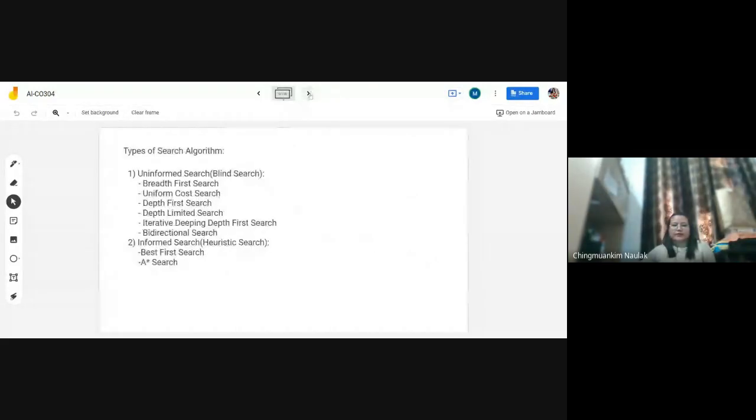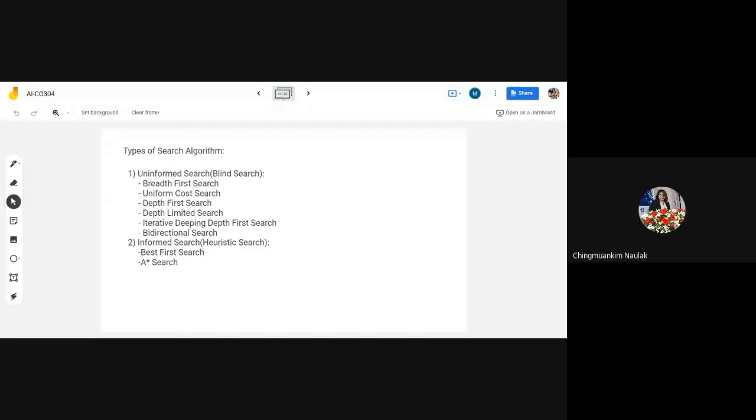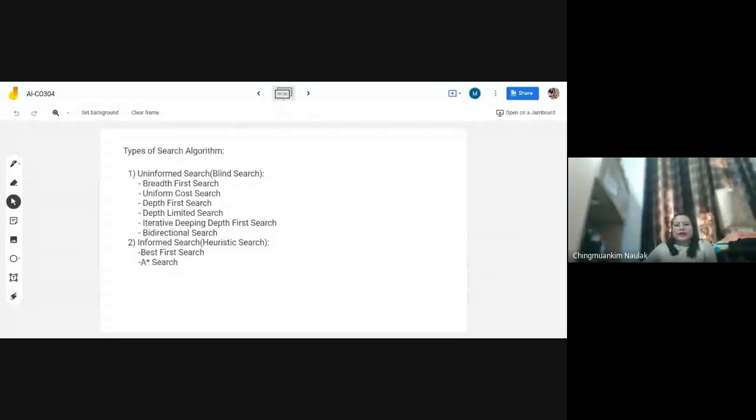And there are different types of search algorithms. The first type of search algorithm is uninformed search, and it is also called blind search. And the second type is informed search, also known as heuristic search.